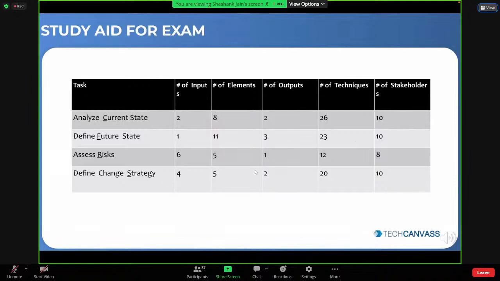To understand the number of questions, and to understand quickly how many tasks there are, how many inputs, the number of elements, the number of outputs for each of the tasks, how many techniques there are, and the number of stakeholders that can be consulted, this is a quick snapshot of this entire knowledge area.